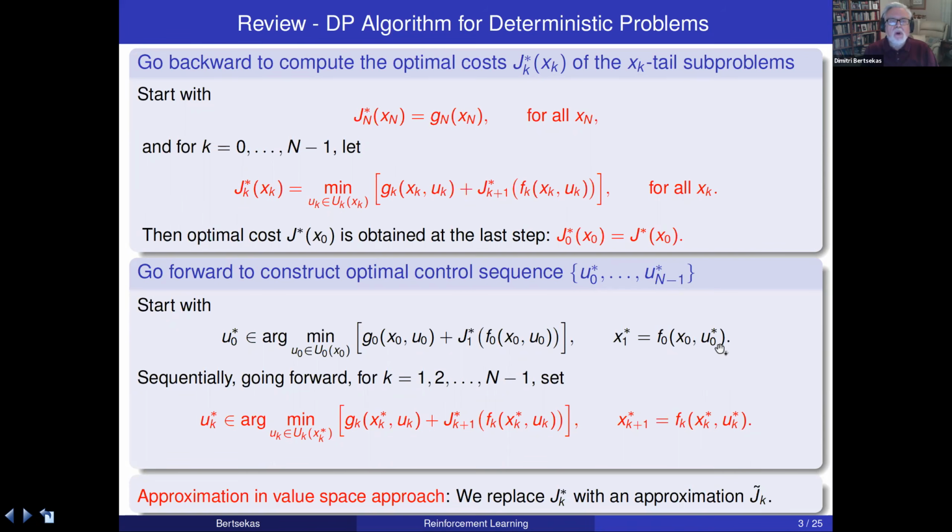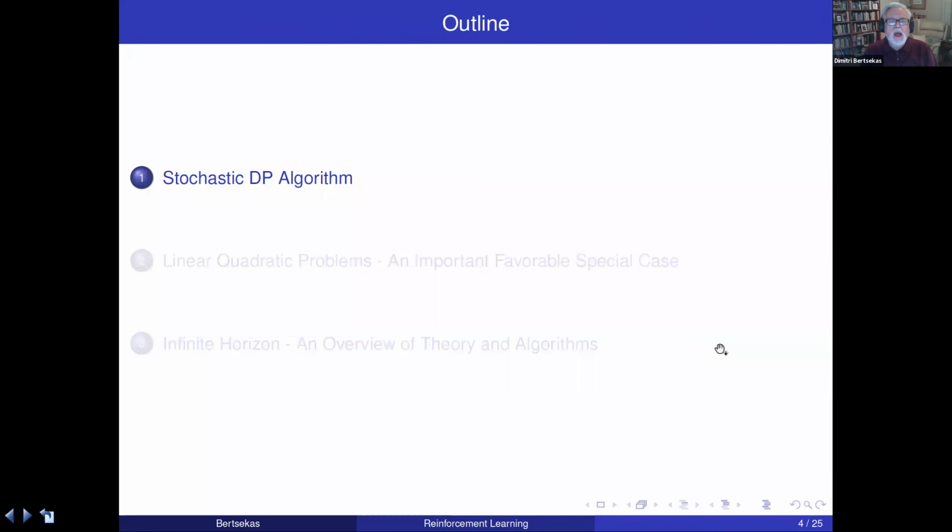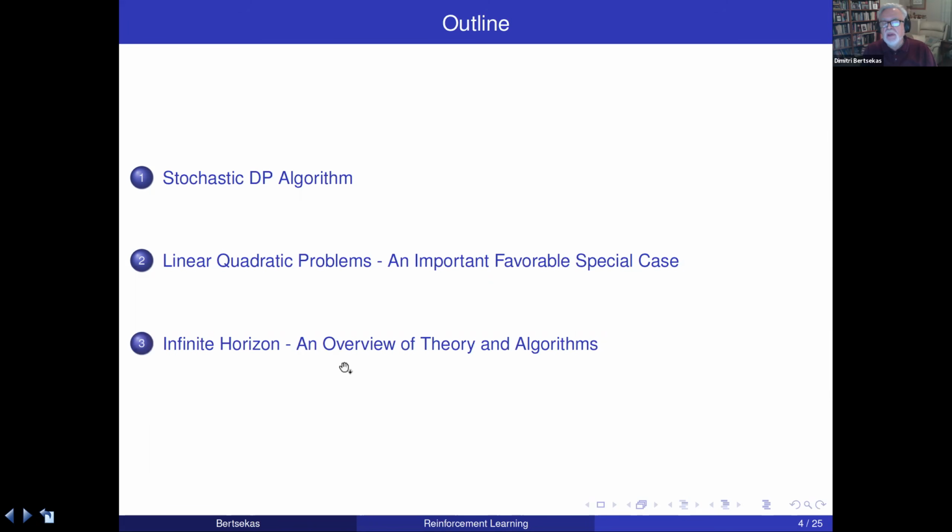Okay, so we're now going to look at the stochastic version of this dynamic programming algorithm, stochastic problems. Then we're going to look at a class of examples, linear quadratic problems, an important class of problems which has also a very favorable special structure, and admits an analytical solution by dynamic programming as opposed to a computational solution. Then we're going to take a break and talk about infinite horizon problems and overview the theory and the algorithms for these problems.